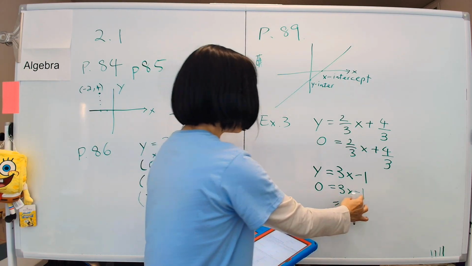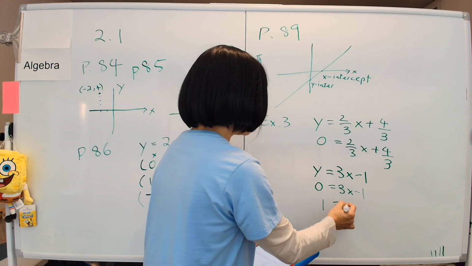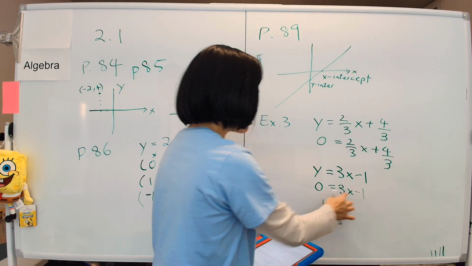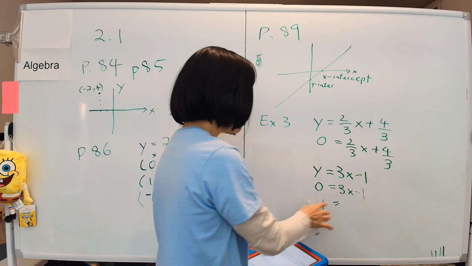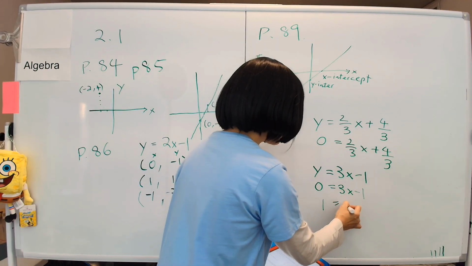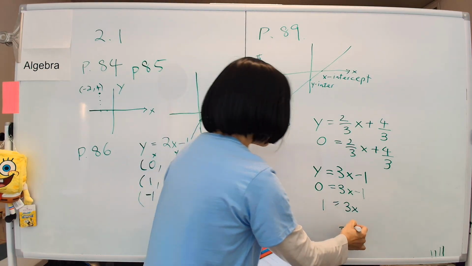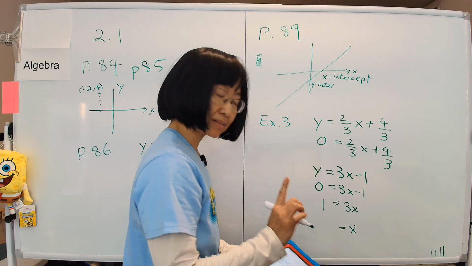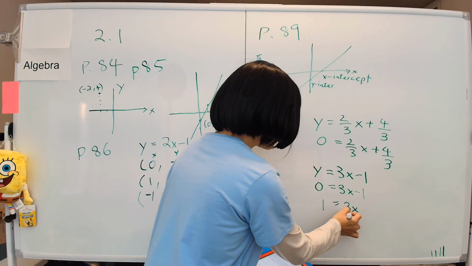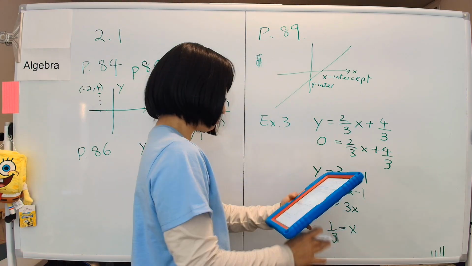To solve the equation, we'll move the minus 1 to this side. It becomes plus 1. Whenever you move things across the equality sign, you change the sign. That is, the negative becomes positive, and the 3x stays here. The next step is we divide both sides by the same number, which is 3. The reason we do that is we want x to be by itself. So if we divide both sides by 3, then we have x equal to 1/3.